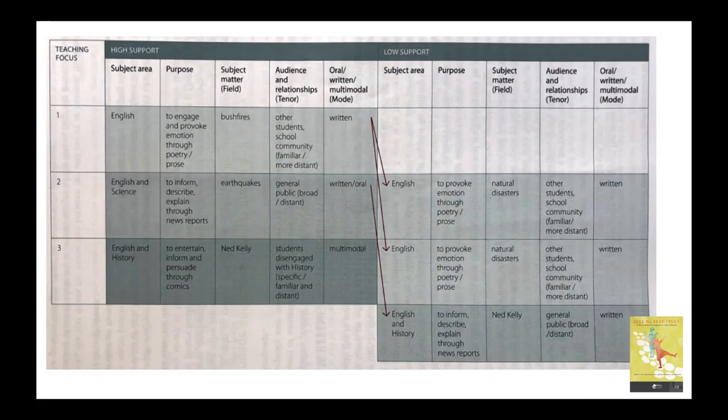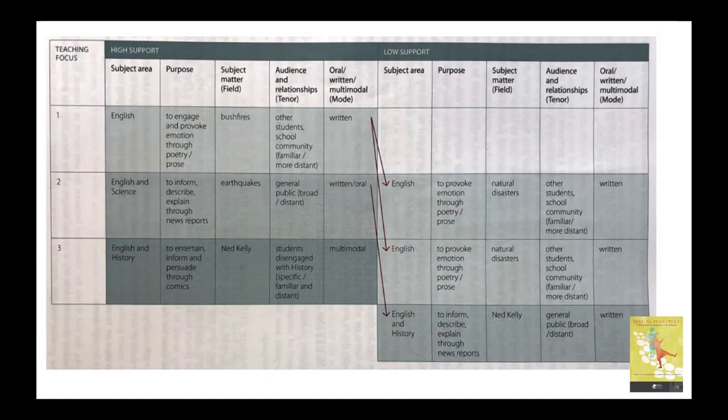If you have a look at the second term, we moved into English and science, and the focus was on informing and describing and explaining through news reports, written news reports, but also presenting as in a news bulletin and so on. Now, the topic, again, a little bit different, not from an English perspective, but a science perspective, was on earthquakes. It's still related to that natural disasters topic overall. And it was aimed at writing these news reports for, if you think about news, the general public, okay? So not so much your friends and who you know, but a broader, more distant audience. And you can see they're written and oral.